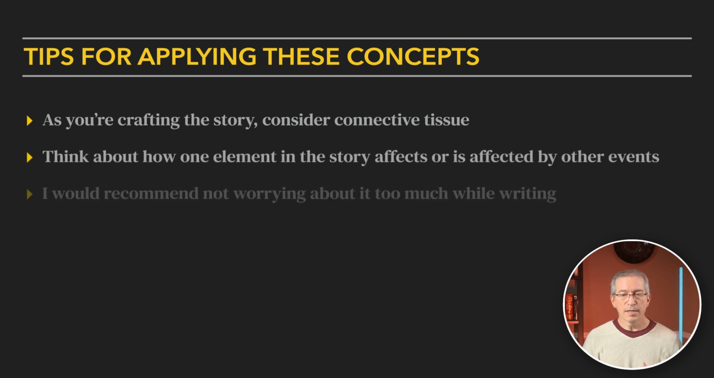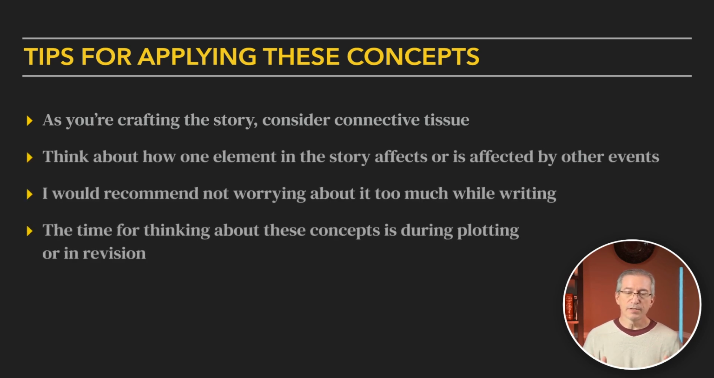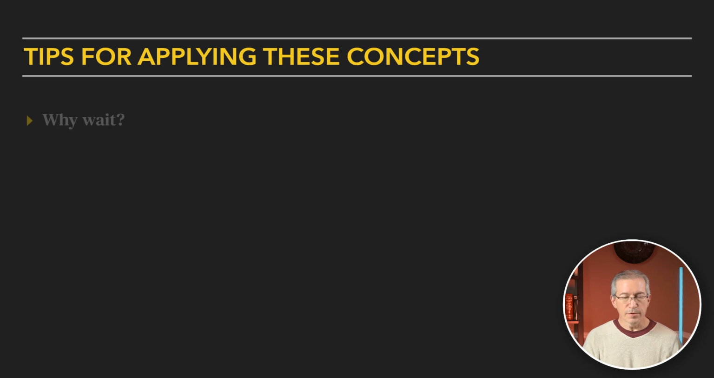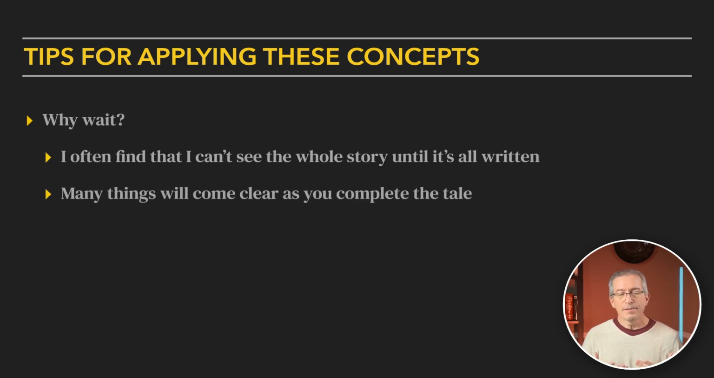So some tips for applying these concepts. As you're crafting the story, consider connective tissue. Think about how one element in the story affects or is affected by other events. I would recommend not worrying too much about this while you're writing. The time for thinking about these concepts is during plotting or in revision. Why wait? I often find that I can't see the whole story until it's all written anyway, and many things will come clear as you complete the tale.